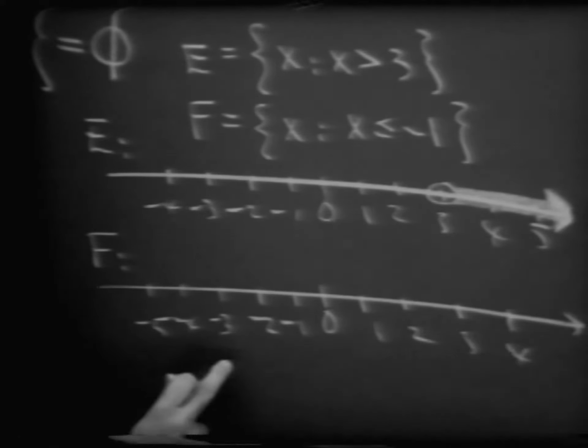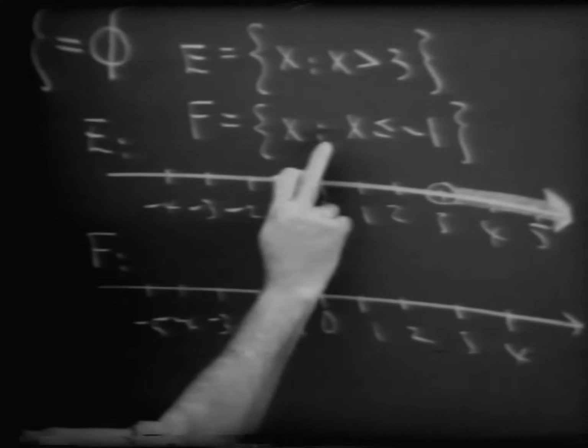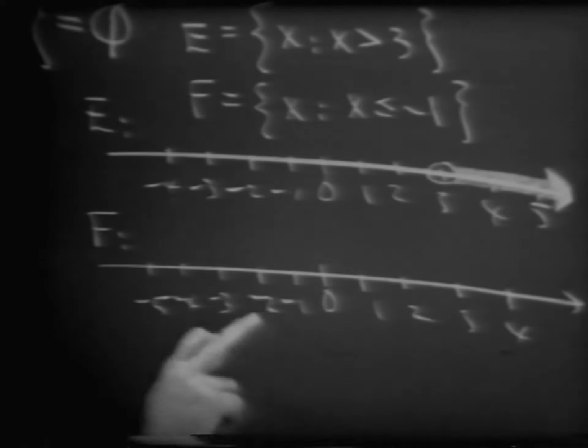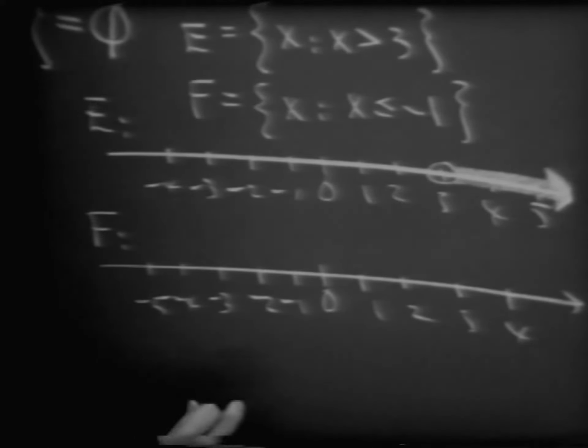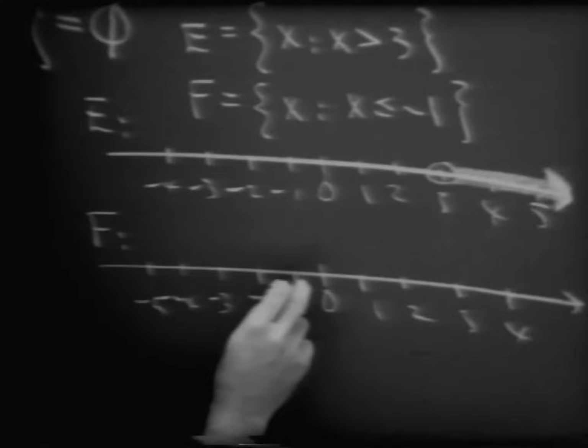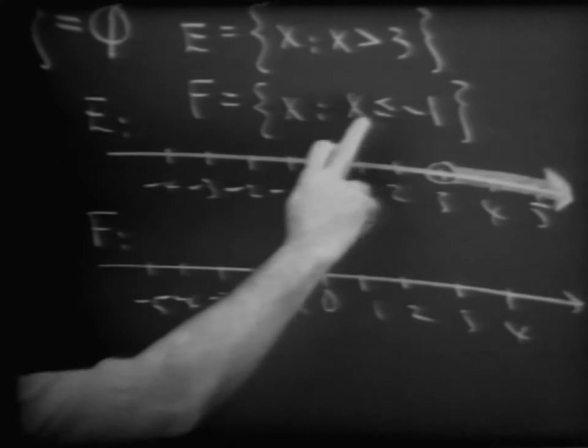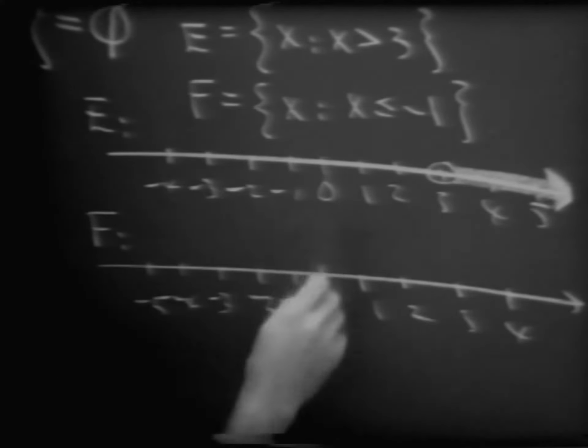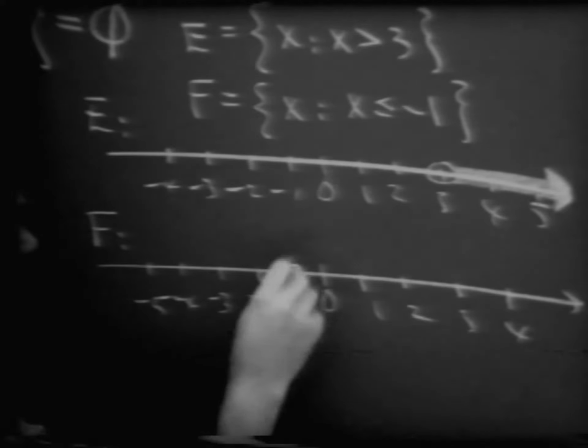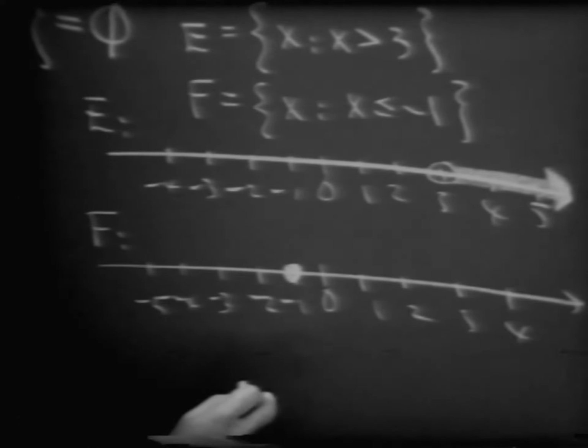What now would be the graph of the set F, the set of all x's such that x is less than or equal to, Jane says, an open circle at -1? Now this is less than or equal to, so I think you'd like to say a closed circle at -1, okay? And what then else can you say?